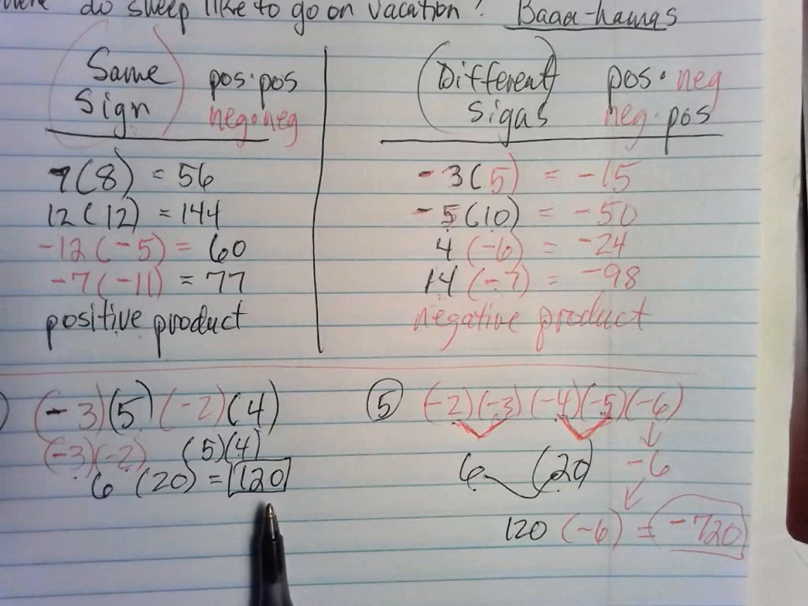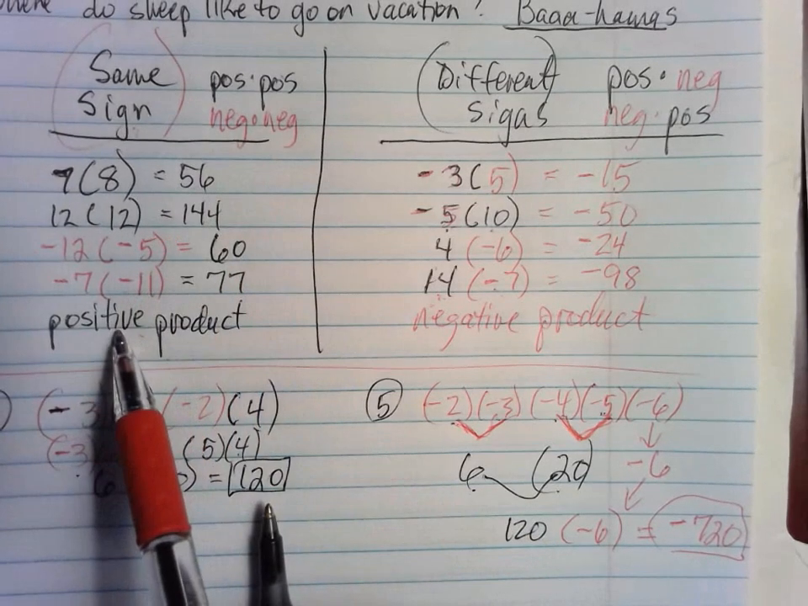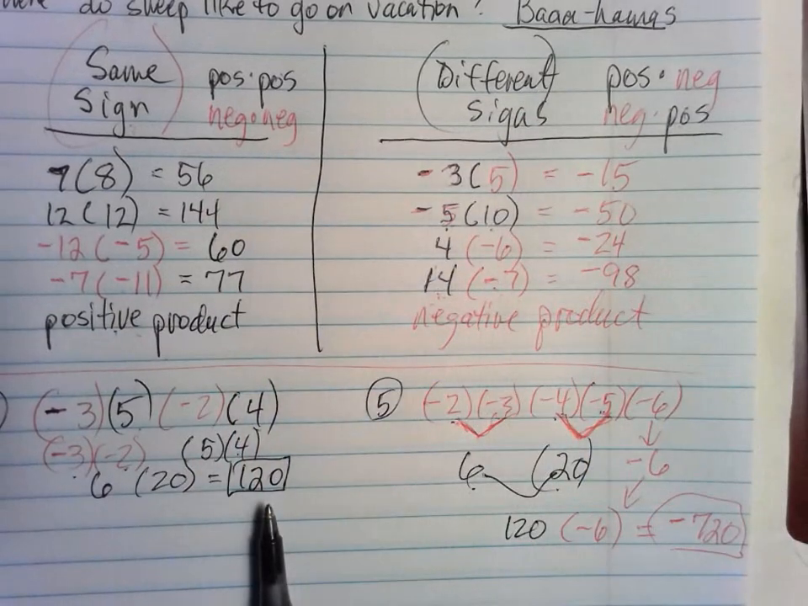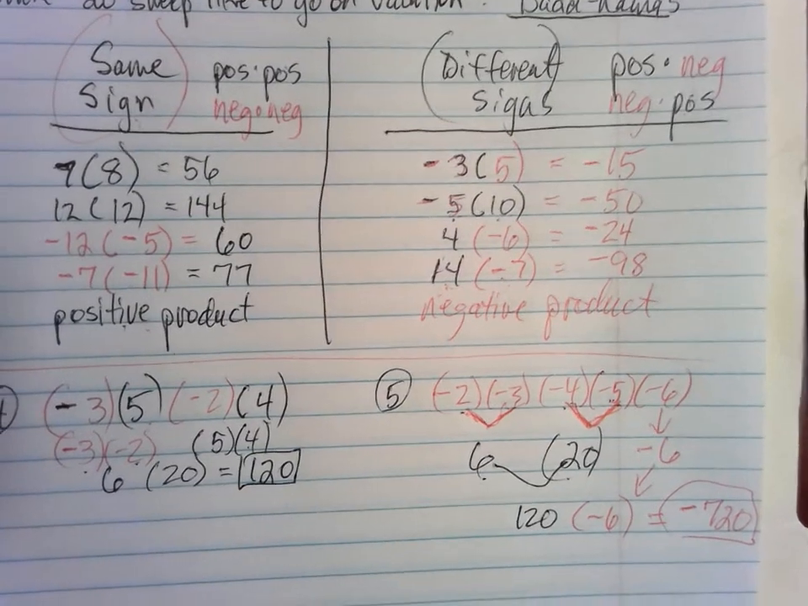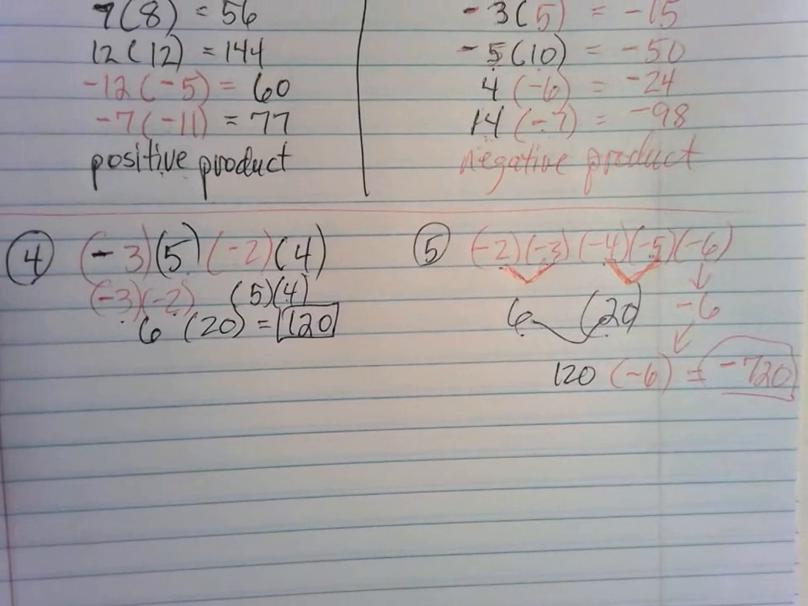Alright, so just remember, same signs give you a positive product, different signs give you a negative product. Some of these ones also have some variables on the end of them, so I'm just going to hit over a couple of those real fast.